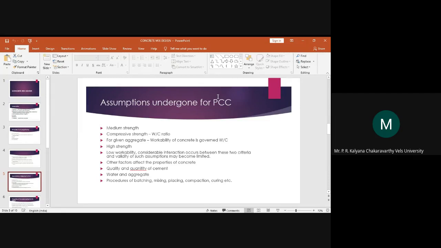In the case of high strength, it should be low workable. Considerable interaction occurs between these two criteria, and the validity of some assumptions may be limited. There should be better interaction within the concrete matrix because you are making it low workable. So you are reducing the workability, but it should still maintain good interaction within the concrete matrix. All the components should have good interaction in the matrix. For that only, we go for several other measures, such as admixtures and superplasticizers.